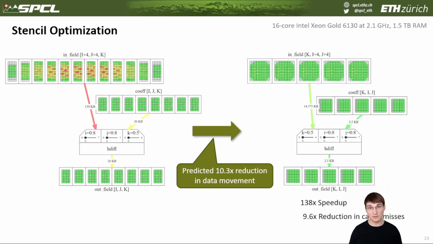If we now benchmark the optimized version of the application, we can see that indeed we get a 138 times speedup. And if we use hardware counters or performance counters to measure the number of cache misses, we can see that indeed we actually get a 9.6 times reduction in the number of cache misses and consequently the amount of data movement, which is very close to the predicted value, even though we simulated with much smaller data sizes.